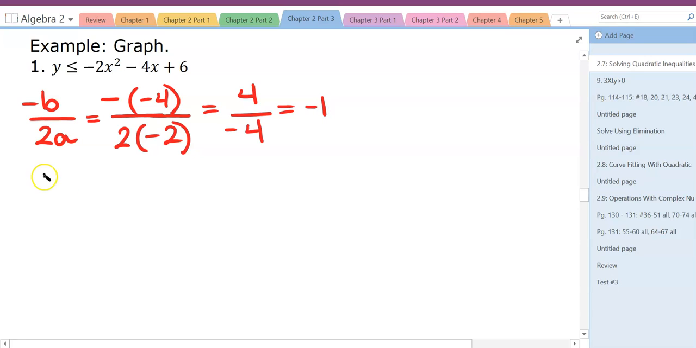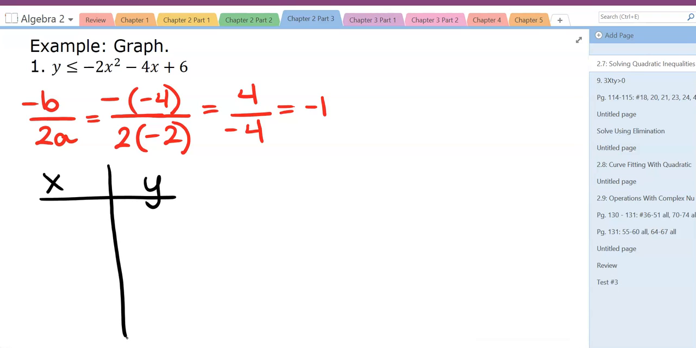So to make an XY table, and this is when you guys can use the calculators again, like I showed you, to type in that function in the table and then just look at the points, or you can type them in individually. But you put negative 1 in the middle, because that's the vertex, that's the center of the graph, and then pick some points above and below negative 1. So below negative 1 would be negative 2, negative 3. Above negative 1 would be like 0 and positive 1.